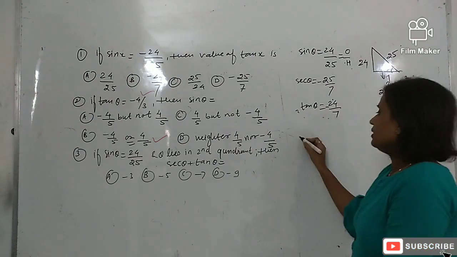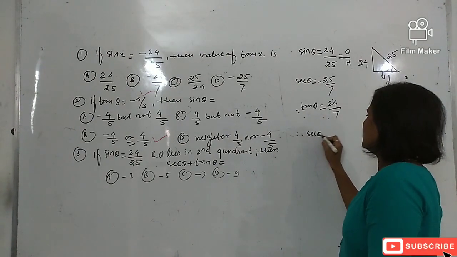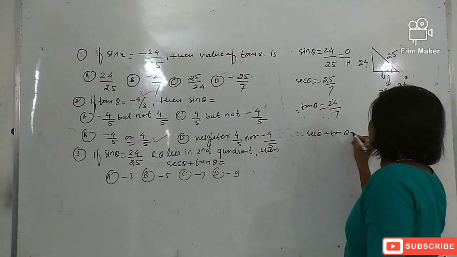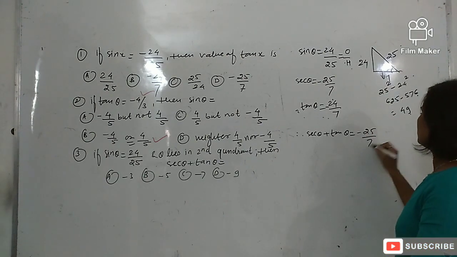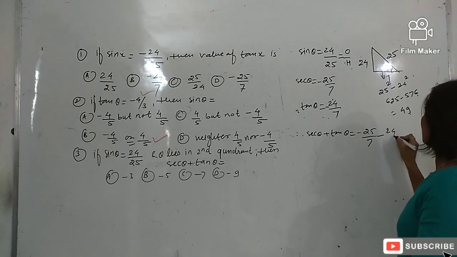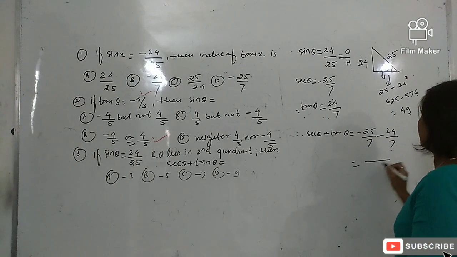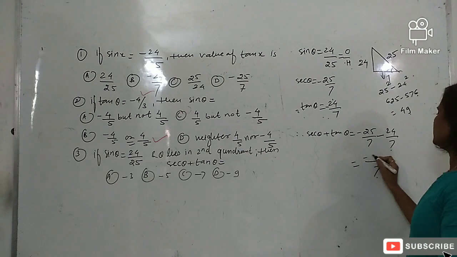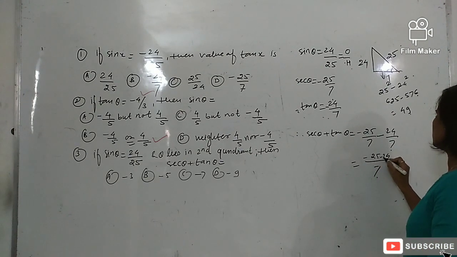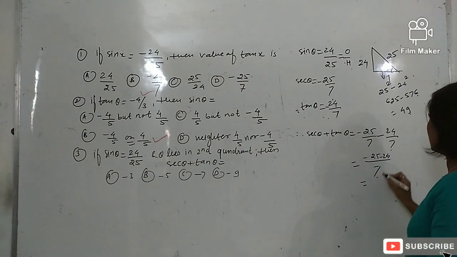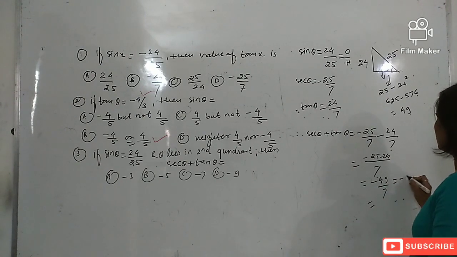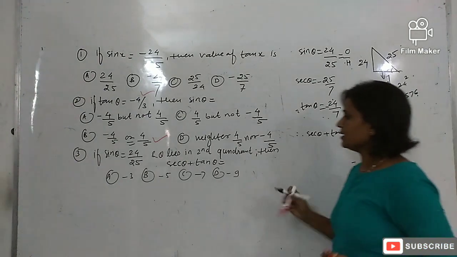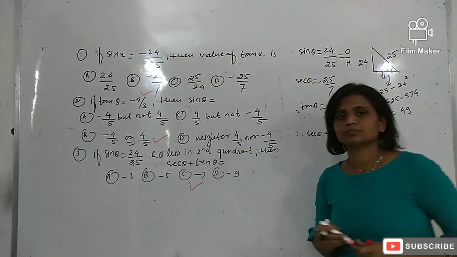So minus, okay, and then find out the sec theta plus tan theta value. So sec theta plus tan theta value is minus 25 divided by 7 and minus 24 divided by 7. So this 7 denominator is the same, and then minus 25 and minus 24, do addition. So what is the addition? It will be minus 49 divided by 7. So the final answer you will get is minus 7. So in this case, this minus 7 is the correct option.